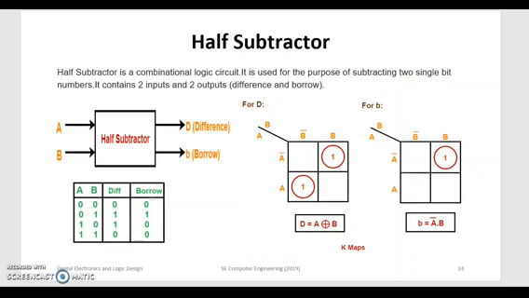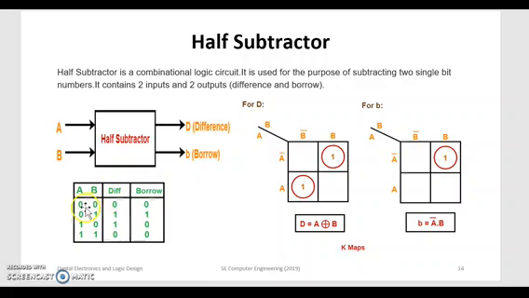Now we will see the subtractor. So first comes the half subtractor. It is a combinational logic circuit which is used for subtracting two single bit numbers. It contains two inputs A and B, and it will generate two outputs, difference and borrow. Difference is the subtraction value and borrow if any has been taken. So for these two single bit numbers A and B, we have the possible combinations 0 0, 0 1, 1 0 and 1 1.